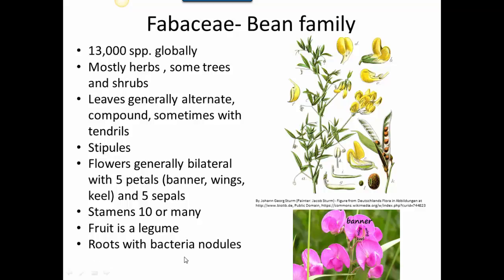It's also notable that members of the Fabaceae family are capable of generating little nodules in their roots that house nitrogen-fixing bacteria. So they can play a really important role in ecosystems by fixing nitrogen, making it available within the soil.